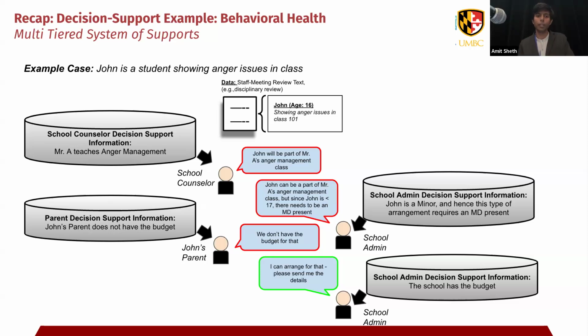So each of them are going to have their own knowledge base to work with when they are deciding on the decision. For example, here we see that the school counselor understands who teaches what in the school, right? And so then they can make an informed decision about how you can draw on the school's resources. Similarly, the school administrator understands not only who teaches at the school, but also the purview of their jurisdiction. So what are they allowed to do?